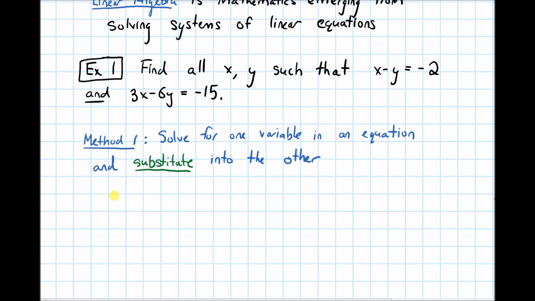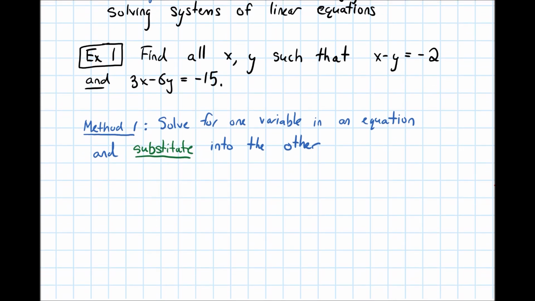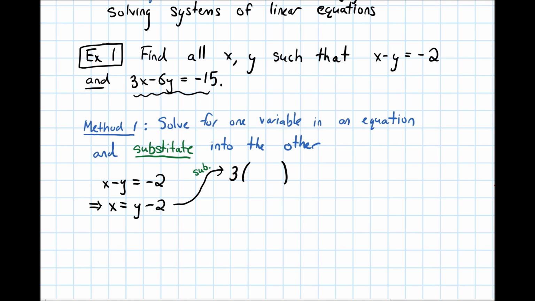This is something that you probably would have seen before, so I'm going to go through it kind of quickly. If I work with the first equation, x minus y equals negative 2, I could solve for one of these variables, either the x or the y. If I solve for the x, moving the negative y over, I get x equals y minus 2. Now let's take that and substitute it into the other equation. So if I substitute that into my second equation, I'll get 3 times y minus 2, and then I still have the minus 6y equals negative 15.